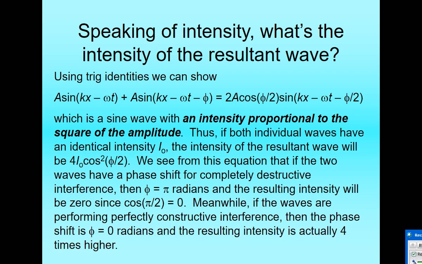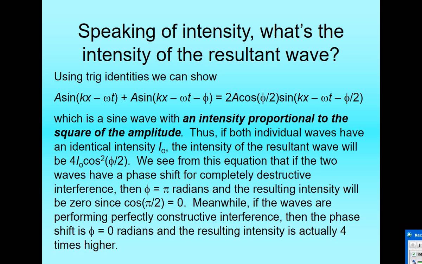Let's interpret this. All of the spatial and temporal information is in the last part, sine of kx minus omega t minus phi over 2. In this spatial temporal part, k hasn't changed from the separate waves, and omega hasn't changed from the separate waves. What that means is the sound that you hear or the color of light that you see will remain the same. So if I have two separate sources of a sound at 500 hertz, the net sound that I hear is 500 hertz. It's going to be at exactly the same pitch.